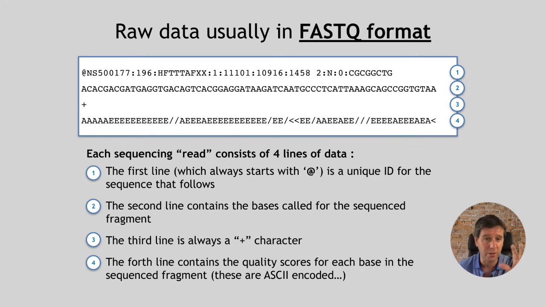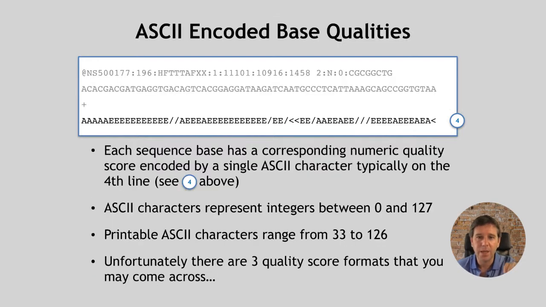Maybe there's an ambiguous call. We weren't quite sure what nucleotide we'd call here. So let's focus in on this fourth line for a second. Each sequence base has one of these quality scores, as we said. They're ASCII characters, all the things we have on our keyboards, the printable ones, the ones that don't make your computer go beep or flash the screen and all sorts of other things. They start from character 33 and run to 126.